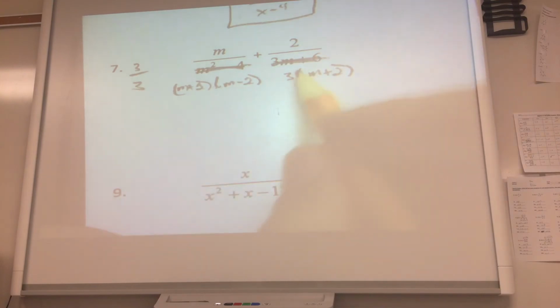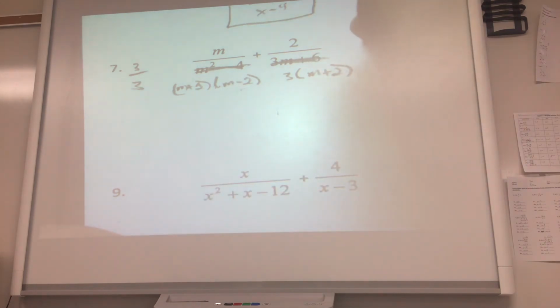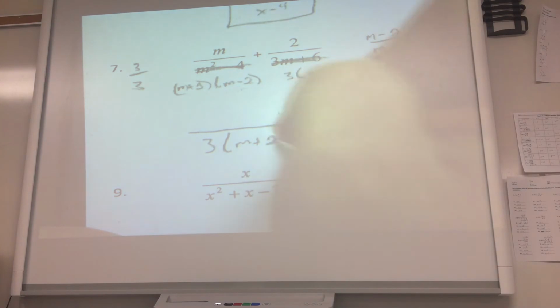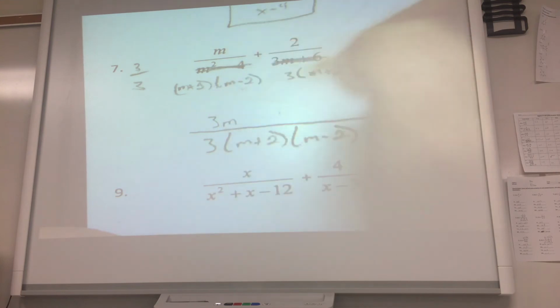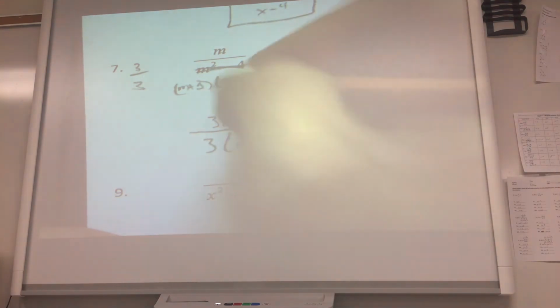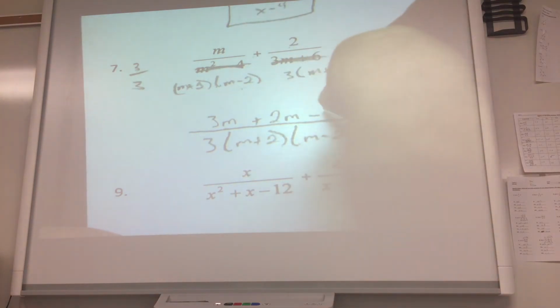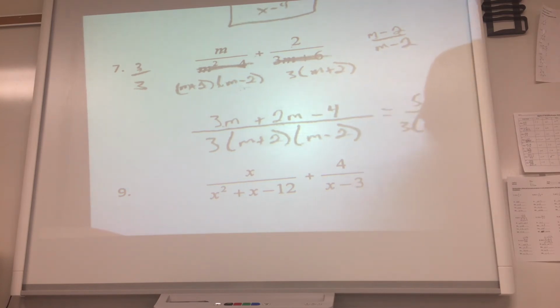So I need to multiply by 3 over 3. And what is this side missing that this side had? So it's missing that m minus 2. So I'm going to multiply by m minus 2 over m minus 2. And I'm going to start simplifying this, or actually multiplying it all together. So m plus 2, m minus 2, and I'm going to do 3 times m for the left side. On the right side, I have a positive 2 times m, so plus 2m, and I have a 2 times negative 2, which is negative 4. So I end up getting a total of 5m minus 4 over my common denominator of 3 times m plus 2, m minus 2.